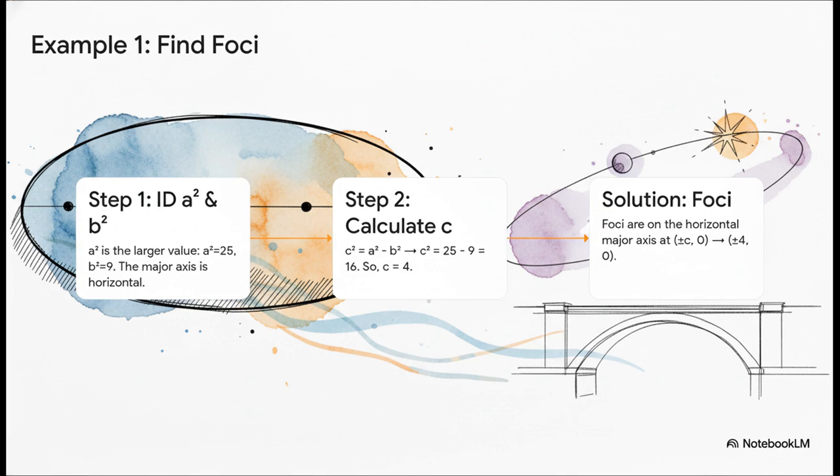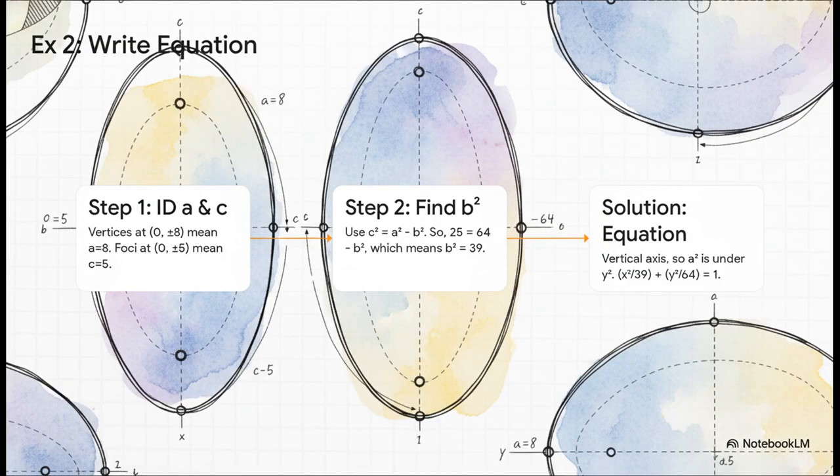Next, we just plug them into our key formula. c squared equals 25 minus 9. That's 16. So c is 4. And since the bigger number was under the x squared, we know the ellipse is horizontal. So the foci are at -4 and +4 on the x-axis. See? Simple as that.